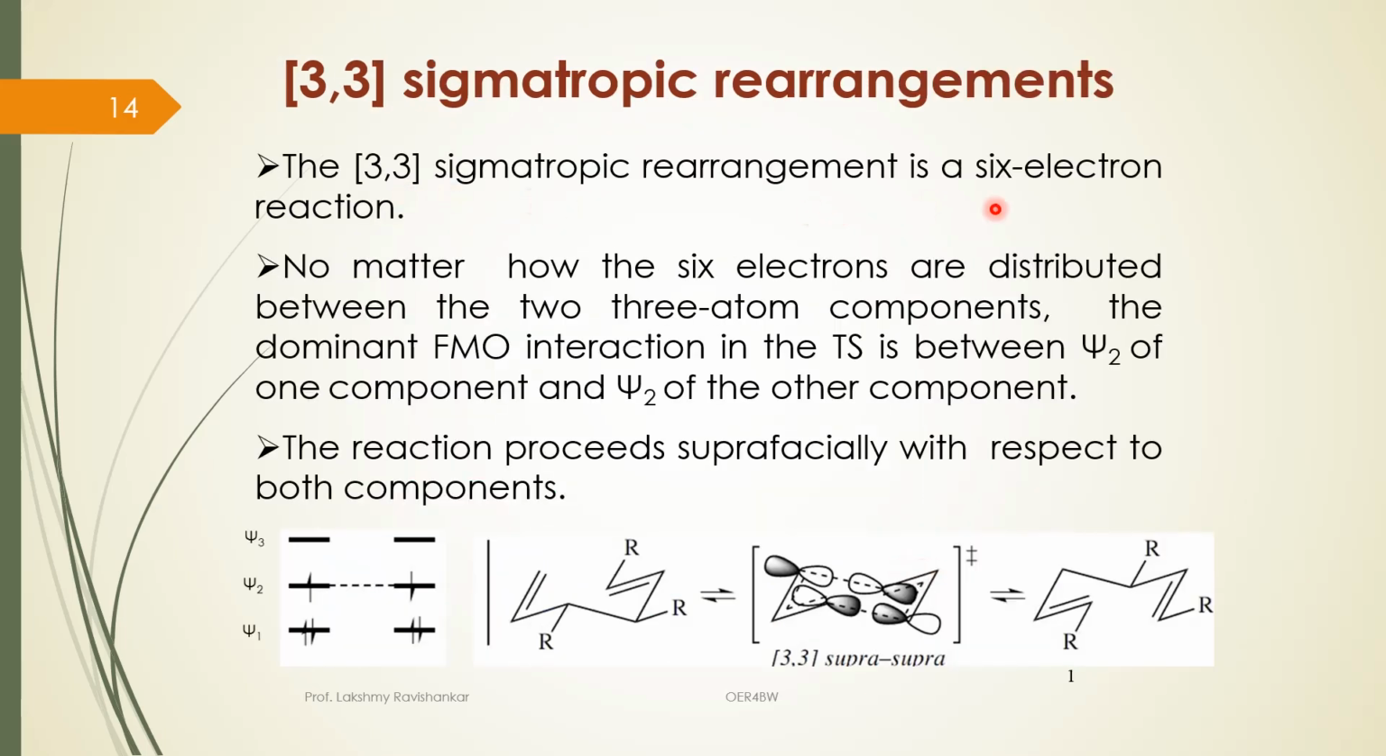So the 3,3 sigmatropic rearrangement is a 6-electron reaction, and whichever way you look at it, the transition state involves the frontier molecular orbital interaction between psi 2 of one component and psi 2 of the other component, as can be seen here. And the way it is drawn here, you can see that it resembles a chair conformation, and we will see in the next slide that the transition state can be seen either as a boat or a chair, and it is the chair transition state model which is the favored model.